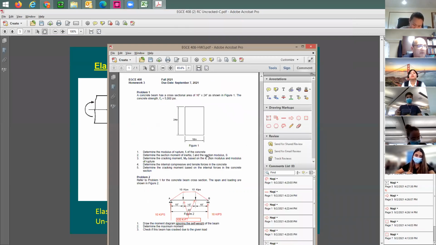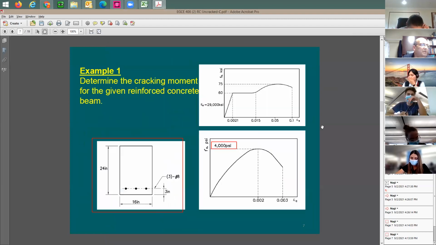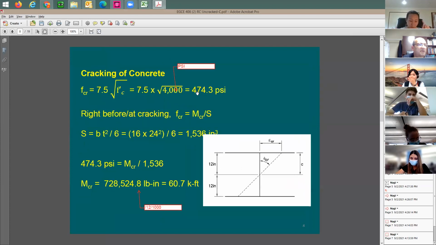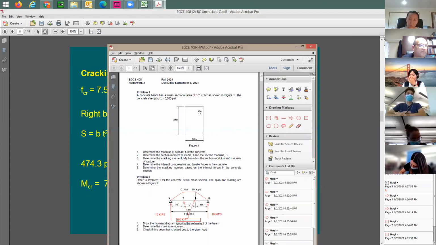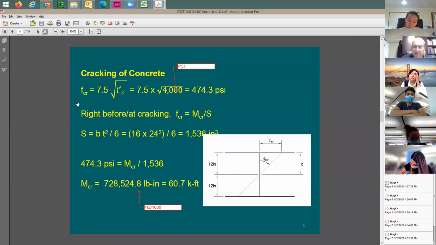So I guess in this example here, or in this homework, you were able to find out the stresses top and bottom. And how much is the stress going to be? I'm going to say the stress at the cracking point is going to be equal to the cracking stress. So like in our example here, what was the cracking stress? Let's say cracking stress is going to be 474.3. In your example here, you're going to have, of course, another value, right? Because 7.5 square root of 5,000 is going to be different from this cracking stress.